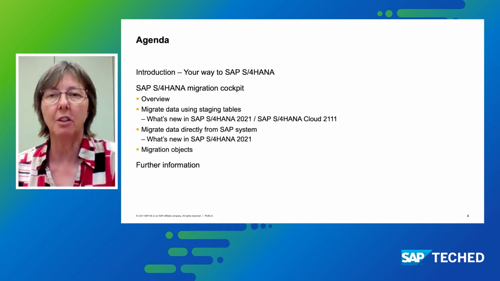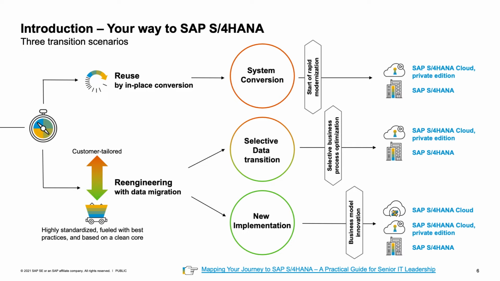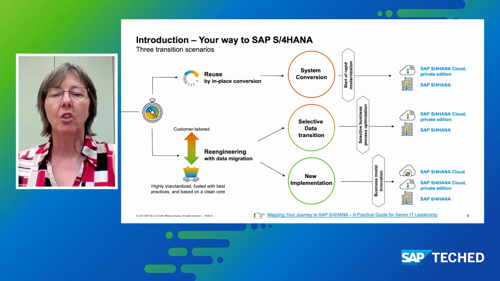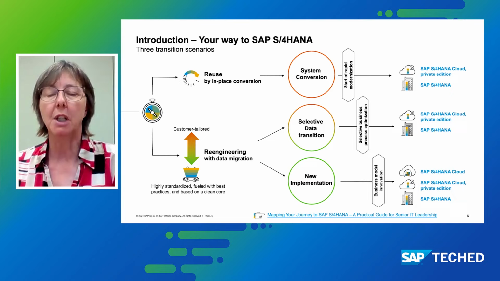Yeah, first, the different ways to SAP S/4HANA. I guess this slide is rather known in the market. You see the three transition scenarios to SAP S/4HANA. The first one is the so-called system conversion. It is, so to say, a reuse of the system by an in-place conversion. And what does that mean? You take all data with you in order to start in a very fast way with SAP S/4HANA. You do not re-engineer processes. This way is possible to move to SAP S/4HANA Cloud Private Edition and to SAP S/4HANA.